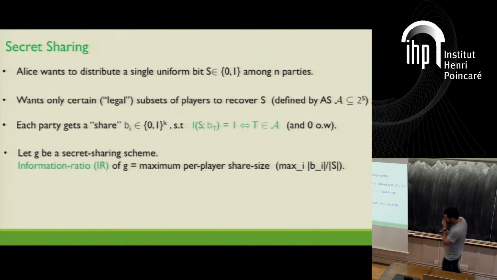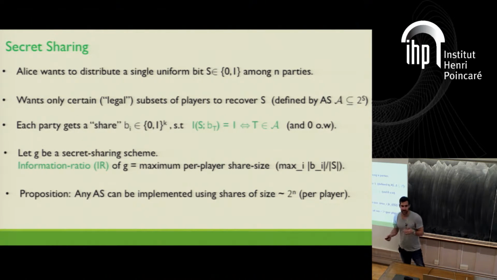Okay, so first of all, notice that it's not a priori clear that we can even implement arbitrary access structures with finite share sizes. It turns out that indeed, if you allow me share sizes of exponential size in the number of players, and I remind you, just to distribute 1 bit of secret we're going to spend exponentially many bits per player, which sounds very embarrassing, then we can implement any access structure.